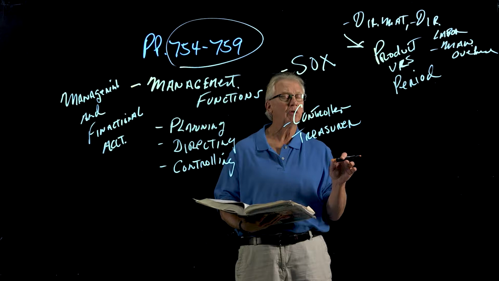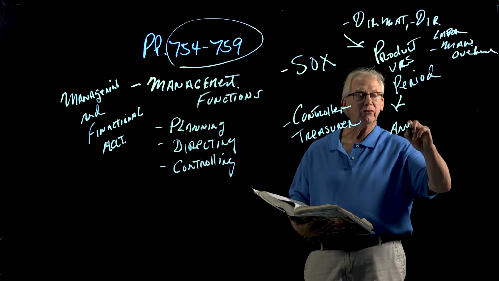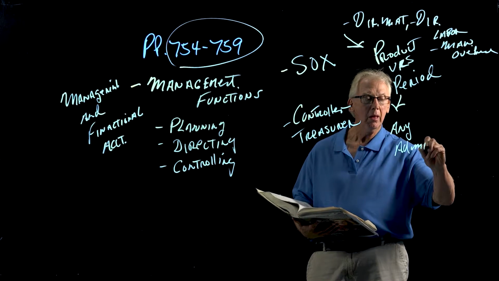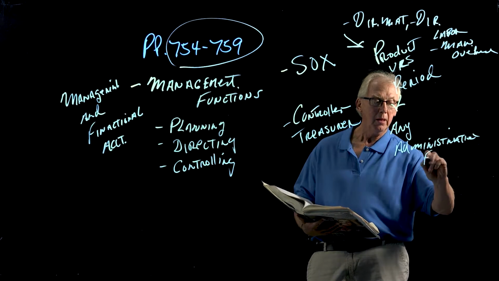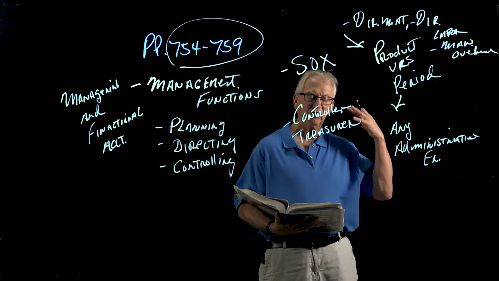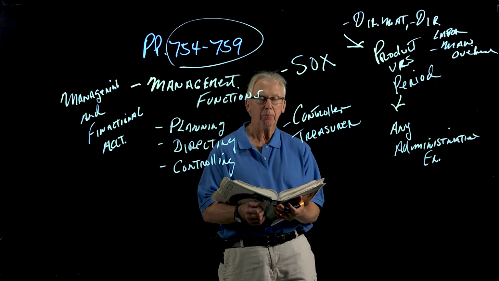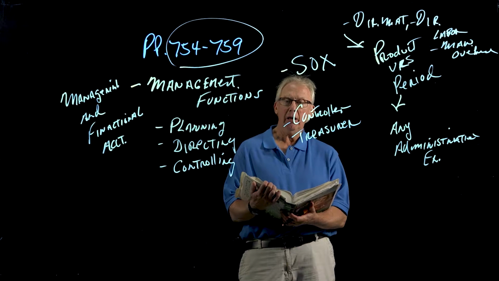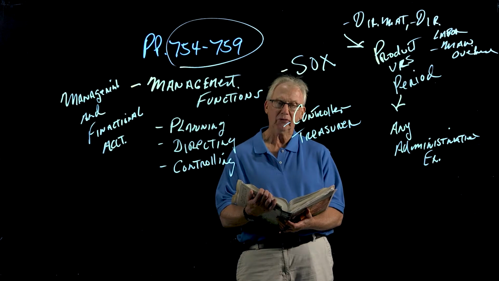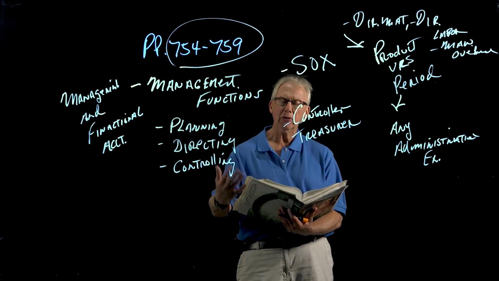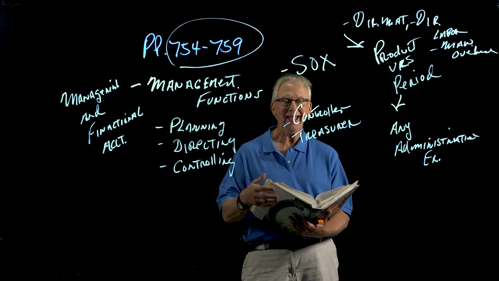Your period cost would be any administrative expense that you would expense in the period that it happens. For example, the president's salary, the payroll cost, the utilities of the administrative building, any of those types of expenses you would deduct on your income statement when they happen.